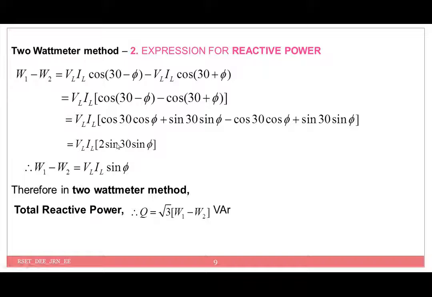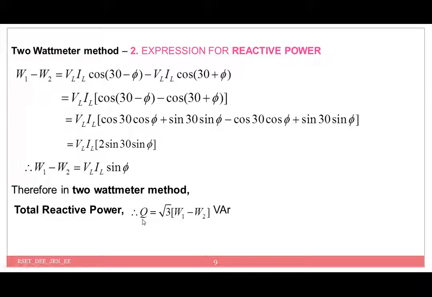And what is sin 30? It is half. So that 2 and this 2 get cancelled. So you are getting VL IL sin φ. In a three-phase system, total reactive power is actually root 3 times VL IL sin φ, but on subtracting W1 minus W2 you are getting only VL IL sin φ. So what is the total reactive power? W1 minus W2 has to be multiplied by root 3. So subtract the wattmeter readings and multiply by root 3, you get the total reactive power in a three-phase system.